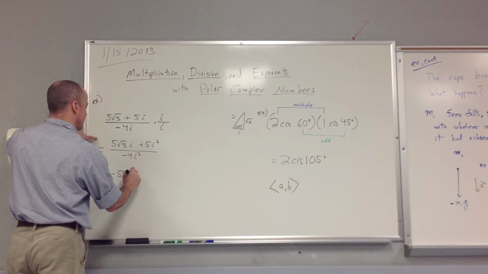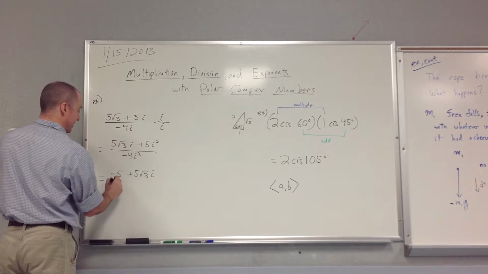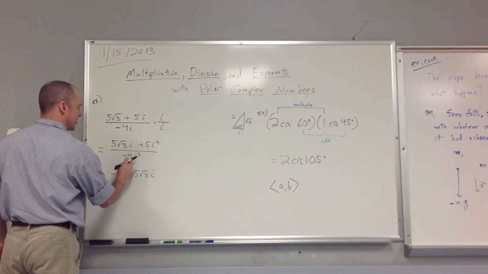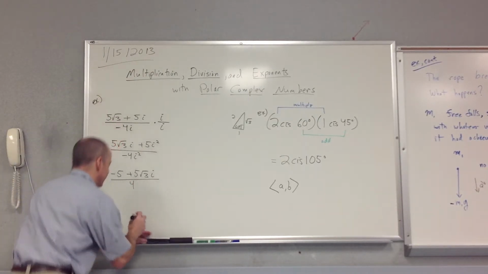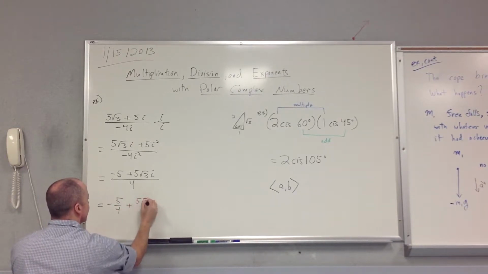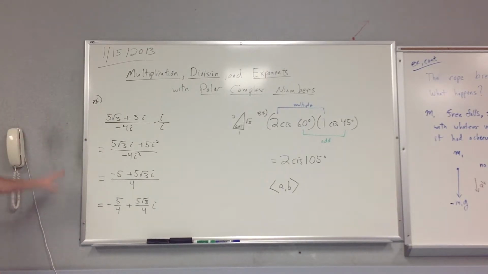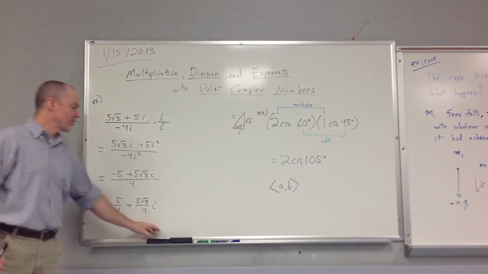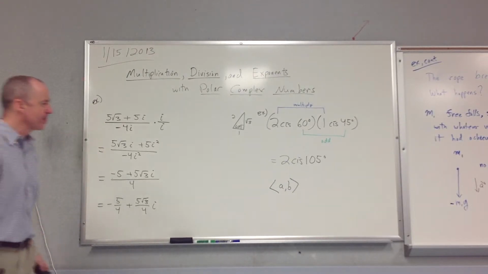Awesome. So 5 times negative 1, I'm going to make that a negative 5 over here, and put the plus 5 root 3i afterwards. What's 4 times negative 1? Negative 4 times negative 1? 4. So my final form of this is going to be negative 5/4 plus 5 root 3 over 4i. And that was a relatively simple bit of division between complex numbers in rectangular form. I didn't put a binomial on the bottom.